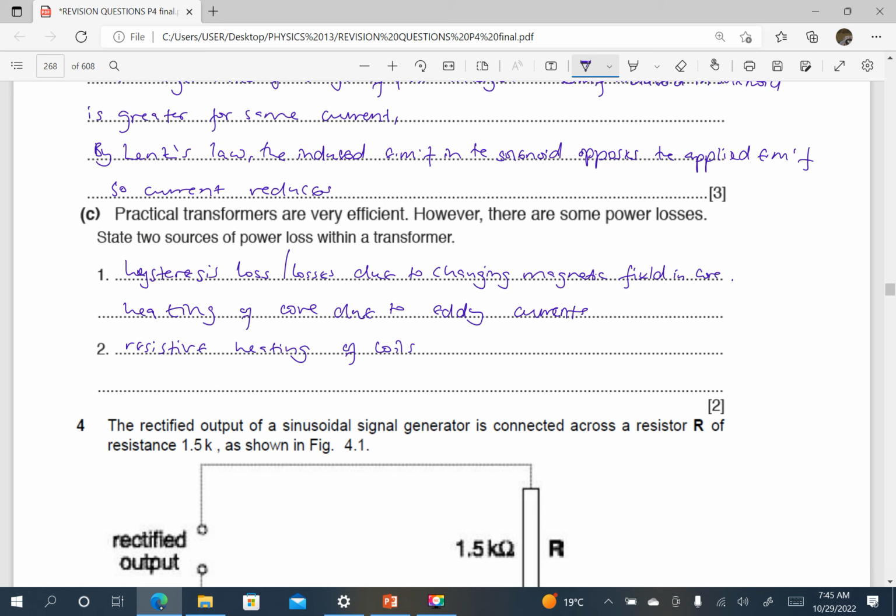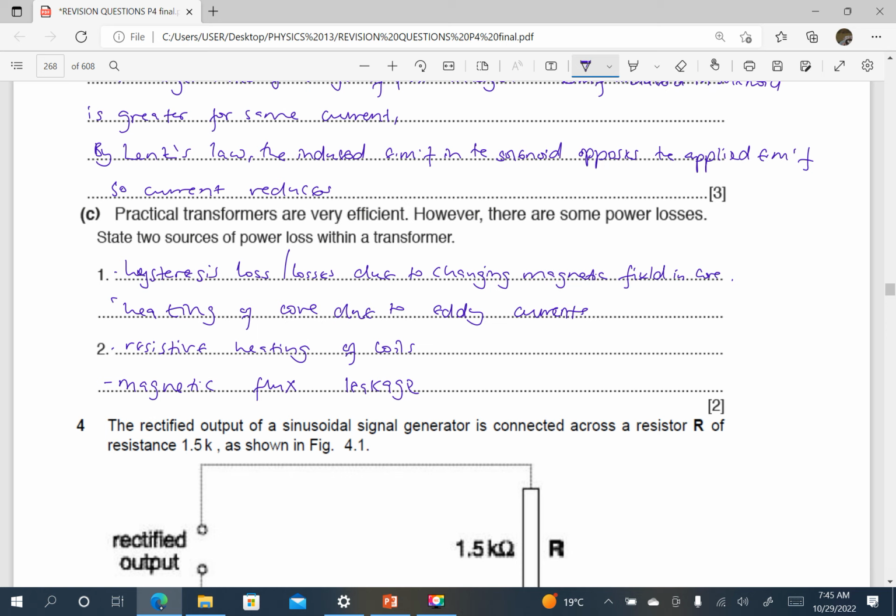We also talked about magnetic flux leakage. Some magnetic field may leak to the surrounding, and that reduces the power output. So magnetic flux leakage, resistive heating, or heating due to the current in the resistance of the coils.